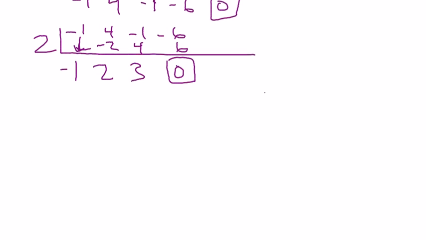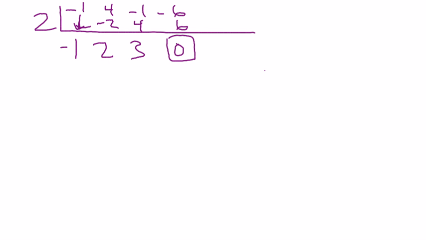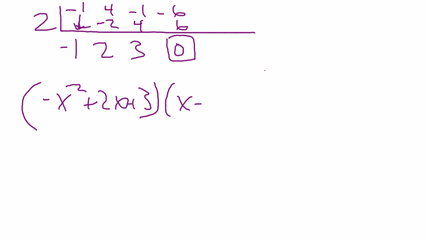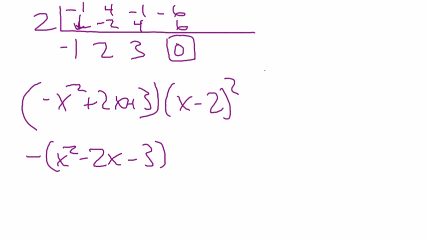So we can write the quadratic that we just found as negative x squared plus 2x plus 3 multiplied by those two linear factors, x minus 2. I'm just going to write it like that. But again, anytime we have a quadratic or any polynomial, I'm always going to try and get a leading coefficient of 1 if possible. So I'm going to factor that negative out of that x squared. I'm left with x squared minus 2x minus 3. And then we have (x minus 2) squared.